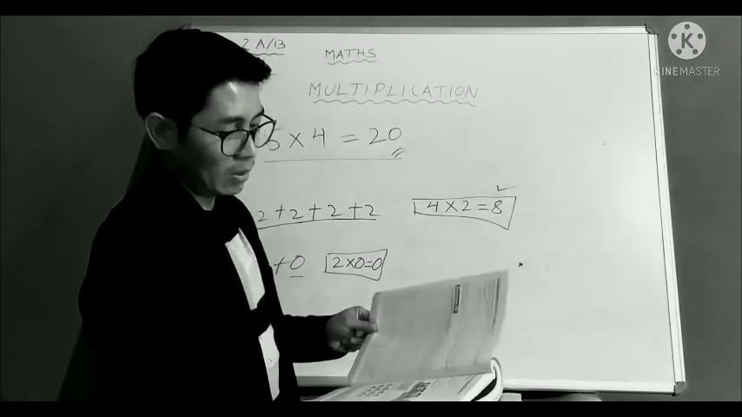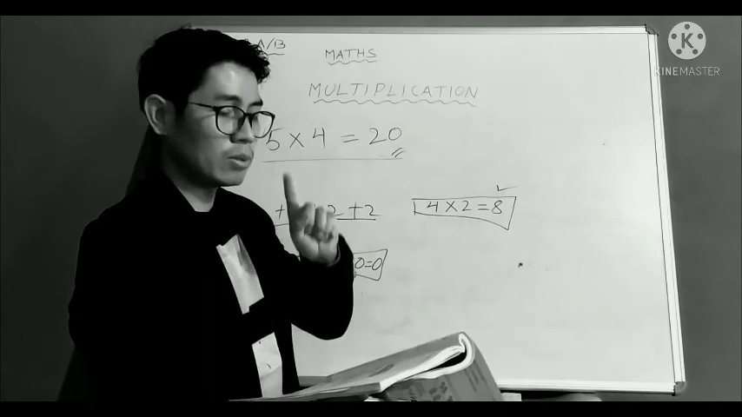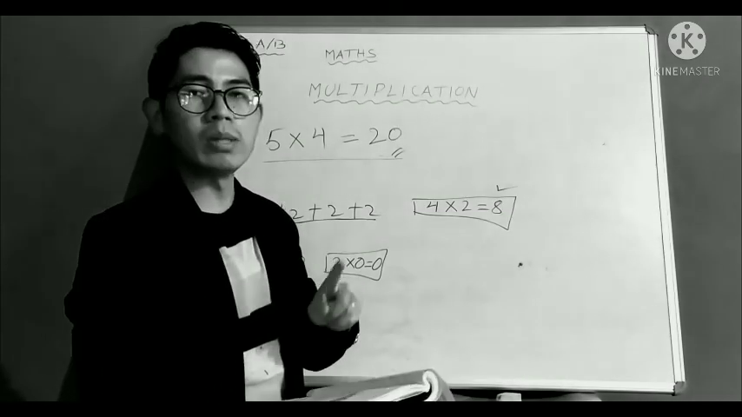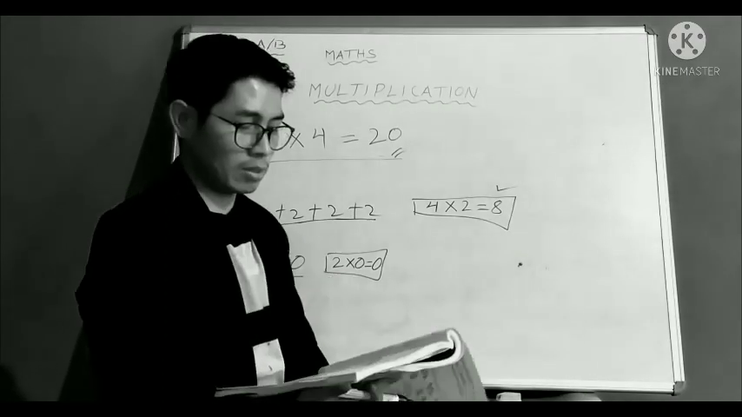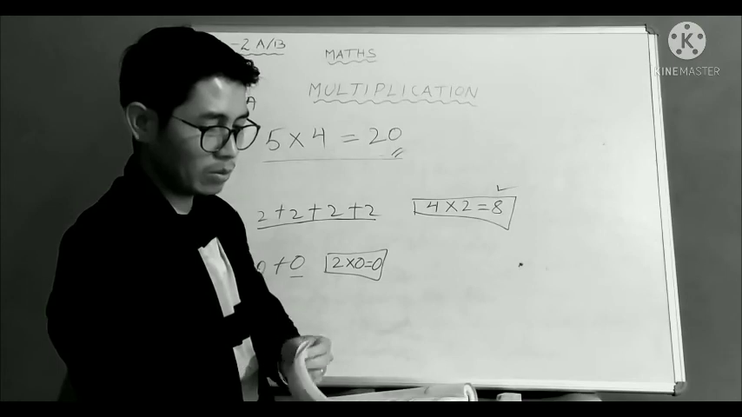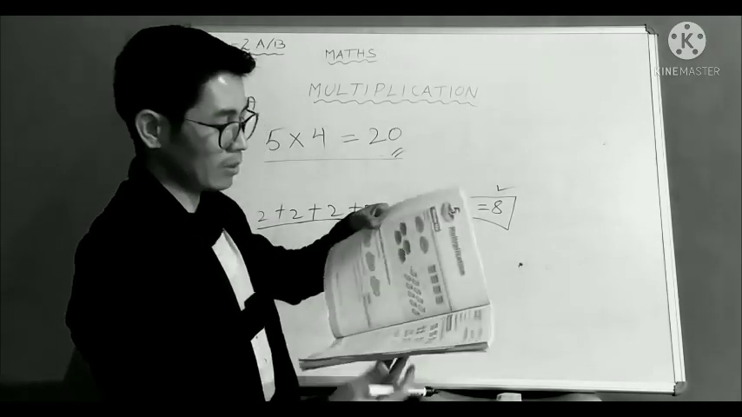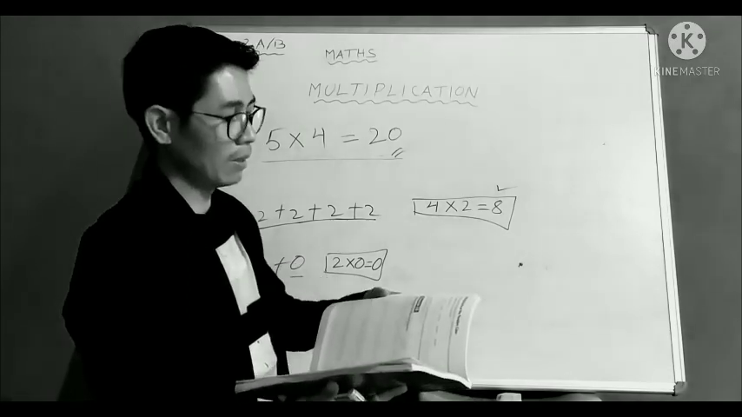There are properties of multiplication on page number 79. Property of 0: any number multiplied by 0 is always 0. So any number multiplied by 0 is always 0. So just do this in your copy, and the remaining exercise we will do later on.